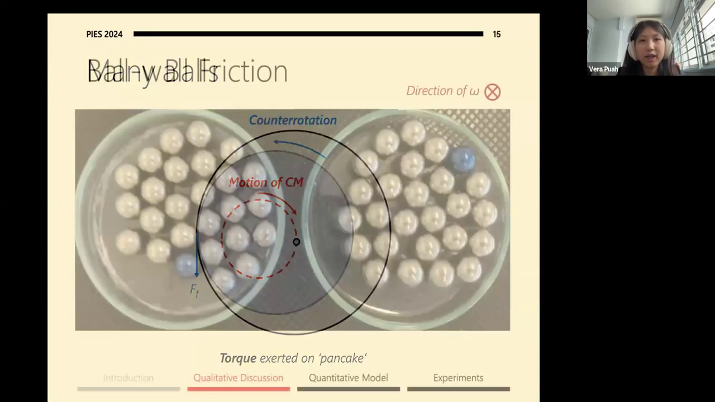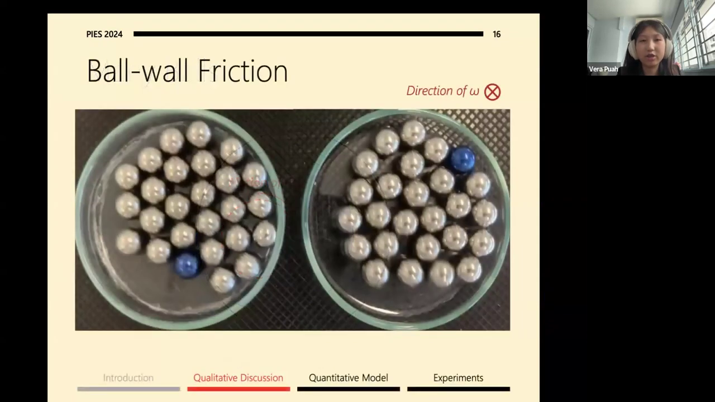In fact, we can even confirm that this counter rotation is driven by friction. I've added a non-slip coating to the first container, and we can watch to see what happens to the ball's motion.